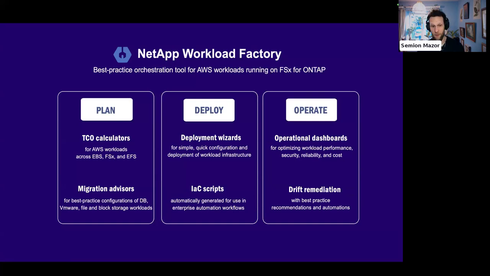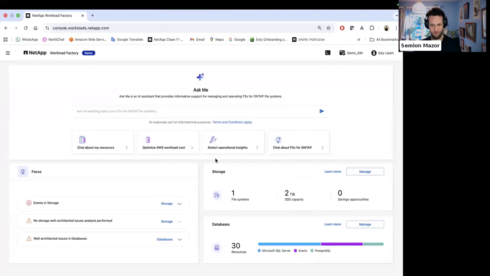First, with day zero operation, with planning. It provides TCO calculators and migration advisors. It also helps with day one operation for deployment, to deploy the workload, implementing all the best practices, and it also provides infrastructure as code scripts to be used in existing workflow automation. And it provides day two operations to operate and optimize existing workloads, which we're going to focus on today, with different dashboards to manage the inventory, to see the configuration, and to identify and fix drift with the well-architected dashboard. So let's go into Workload Factory and see how it actually looks and how this can be done.